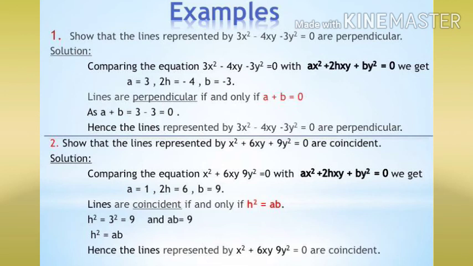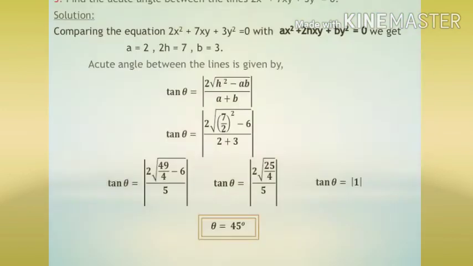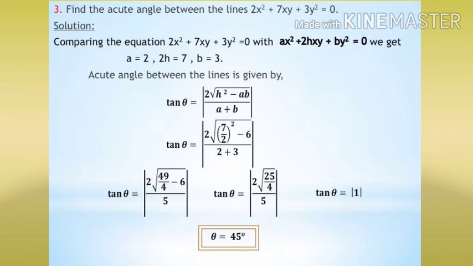So h is equal to 3, hence h square will be equal to 9, and a into b is 1 into 9, again we get 9. So we get that h square is equal to ab. Hence the condition is satisfied. Therefore we can say that the lines represented by the given equation are coincident lines. Now moving to the next example.